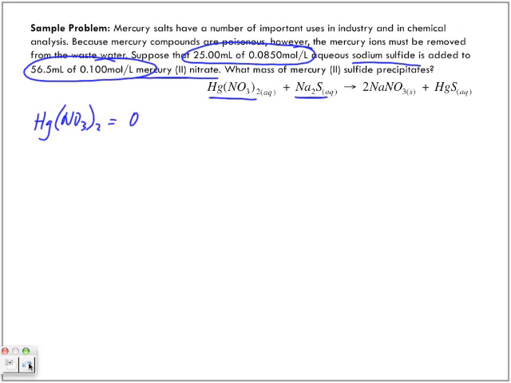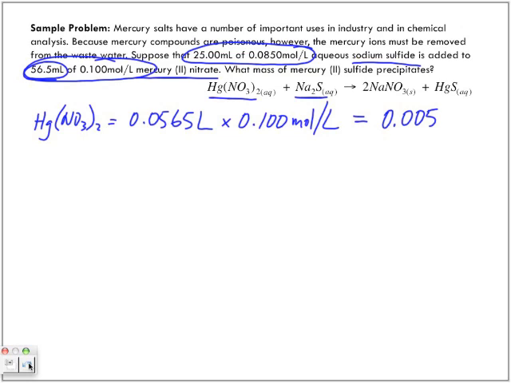So what we have is 0.0565 liters. What I've done is I've converted 56.5 milliliters into liters, and we're going to multiply it by the concentration, which is 0.100 moles per liter. And it will give me 0.00565 moles.